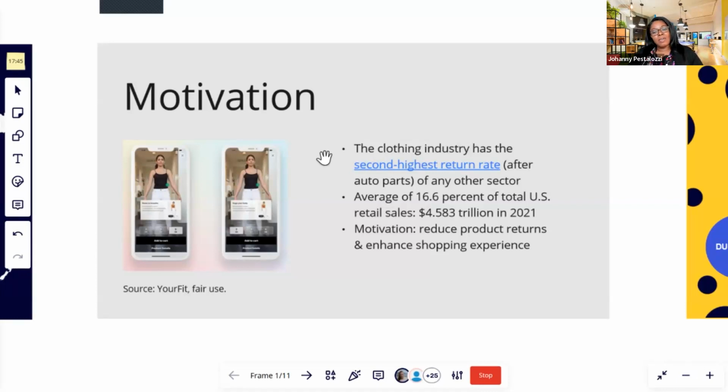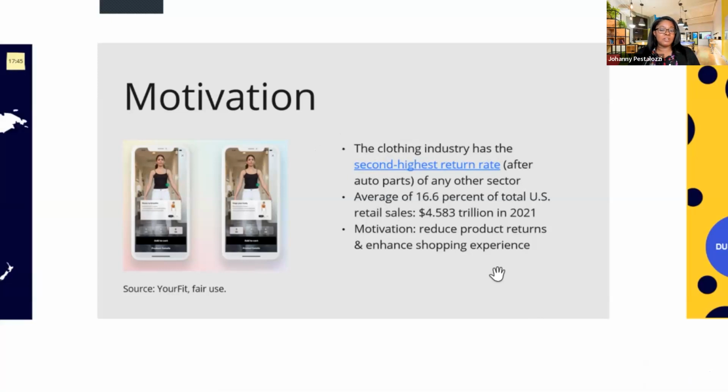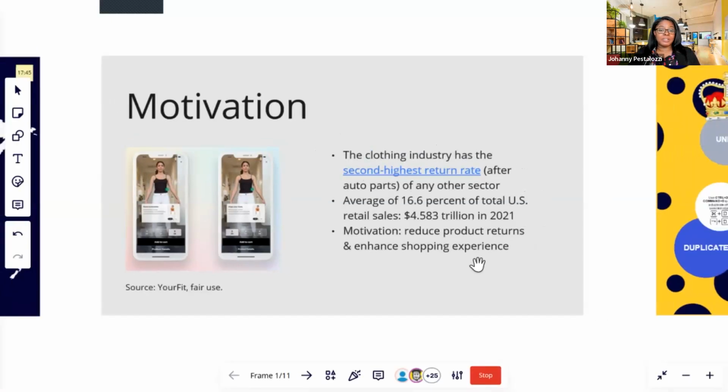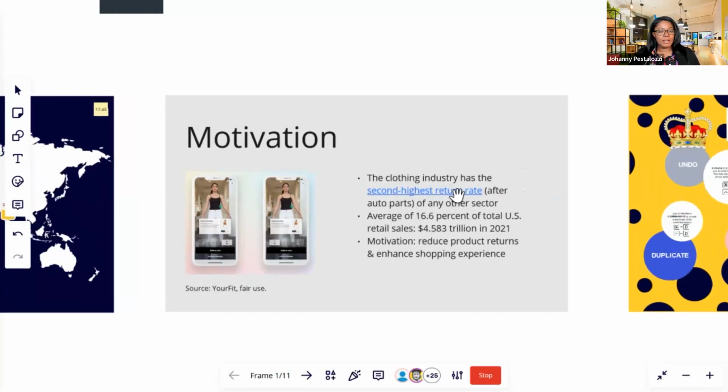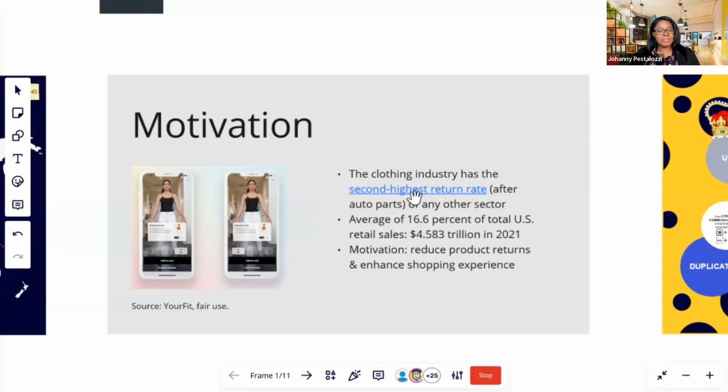So in that sense, AR, augmented reality, is helping the retail industry to reduce the product returns and to enhance the shopping experience of their customers. So people will feel more satisfied while they're shopping, while also buying products that they feel fit them. And ultimately, the intention is to reduce the return of these products and with that, increase sales. If you're interested in learning more about this motivation, you can have a look at this link. I added it here, and you can have a more in-depth reading around it.